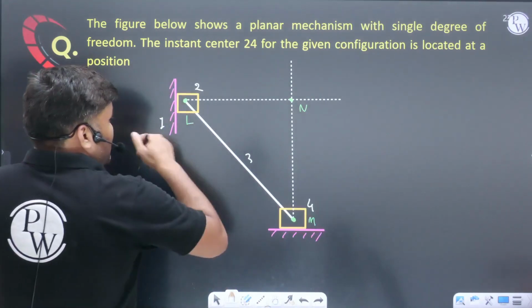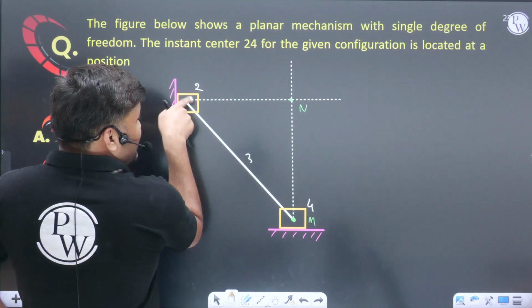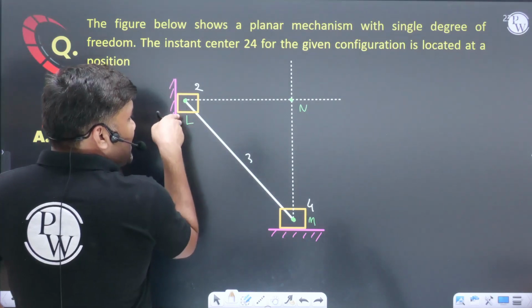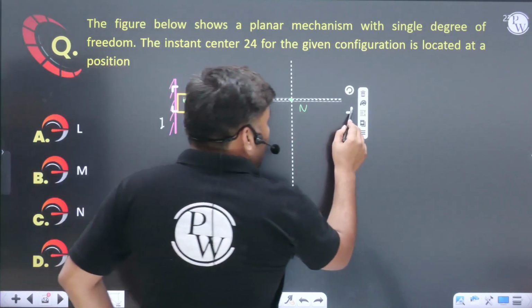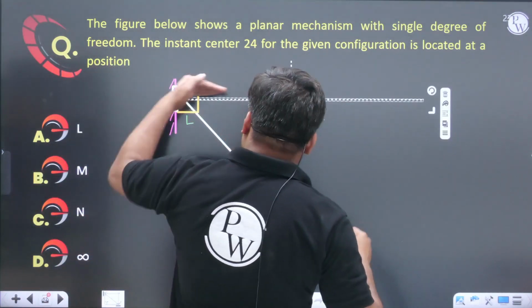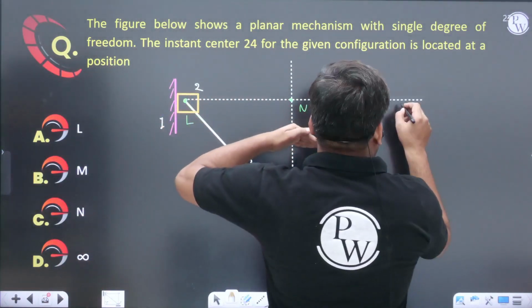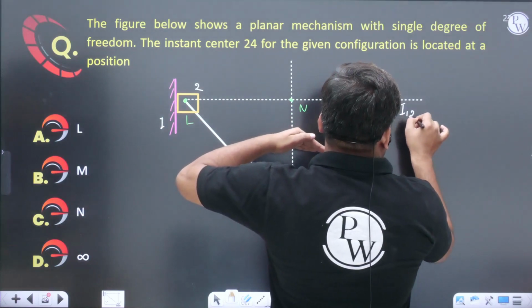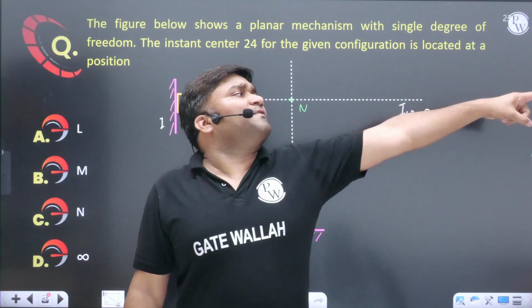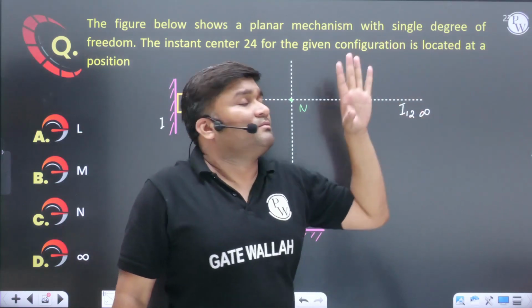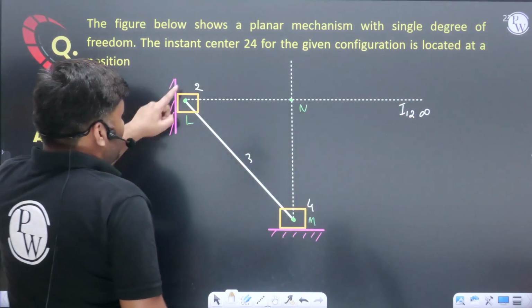Sir, link 1 ke saath mein you are having link number 2. Sliding pair form kar raha hai. 1 and 2 ka I center will be where? Sir, it will be on this line, perpendicular line pe. I12 will be at somewhere infinity. Where infinity, sir? This side, horizontal mein infinity somewhere there. 1 and 2 ke bare mein pata chal gaya.